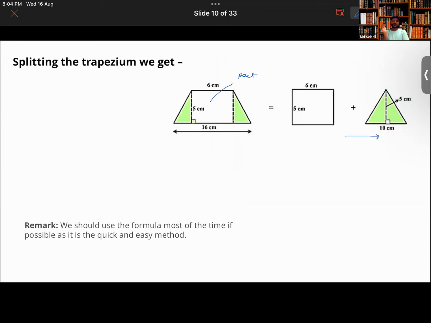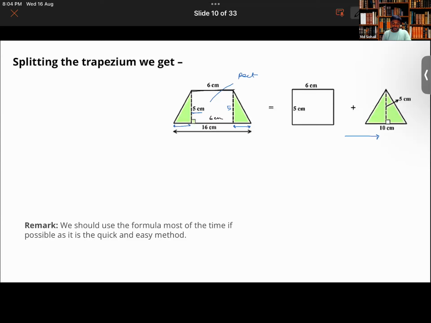Now the question is, how do you find the base of the triangle? The height is already given. The height of this rectangle will also be the height of the triangle. But what about this base? What is the length of this one? 16 centimeters? No, look over here. It's 16 minus 6, that will be 10. Yes, the opposite sides of the rectangle are equal, so this one is also equal.